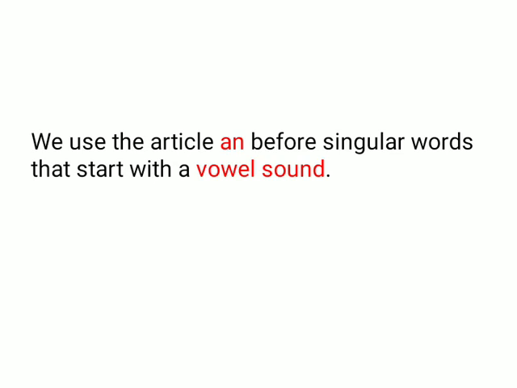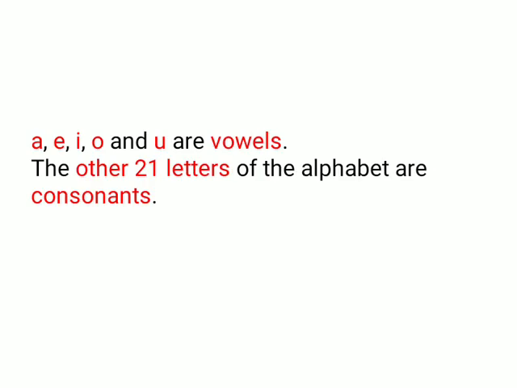Do you all know, students, one thing that A, E, I, O and U are the vowels. Very important. I repeat again. A, E, I, O and U are the vowels. The other 21 letters of the alphabet are the consonants.